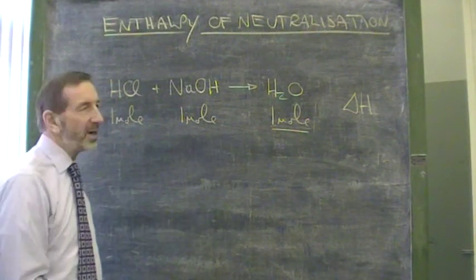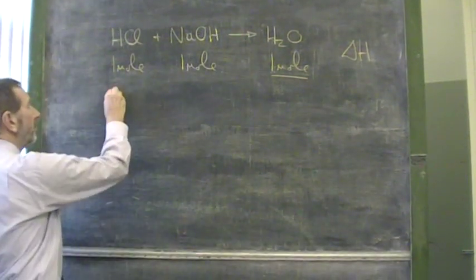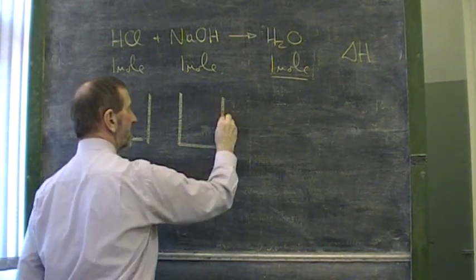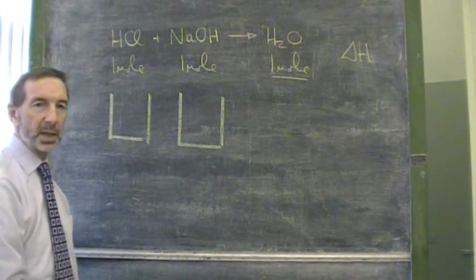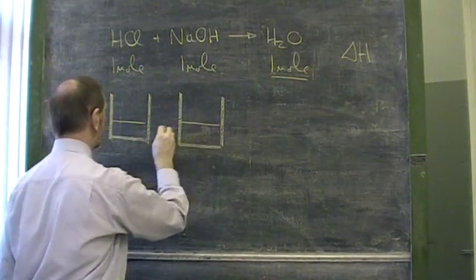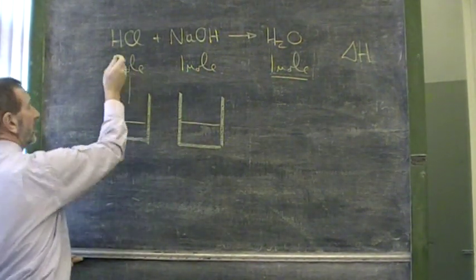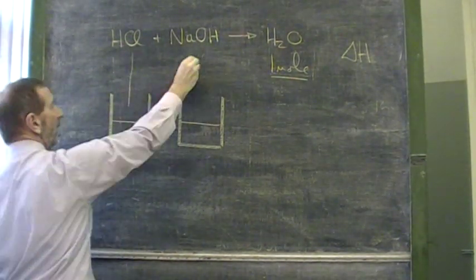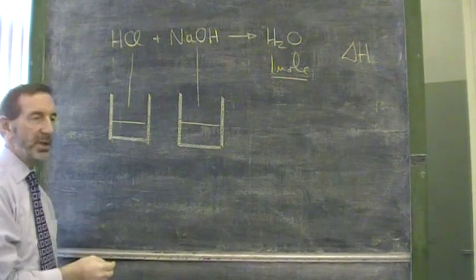In practice, how could you find that value? You could put acid and alkali in separate insulated beakers to avoid heat loss. Let's suppose we did something like this. We take hydrochloric acid, not necessarily 1 mole, something far less. We take hydrochloric acid and sodium hydroxide and put them in these beakers.